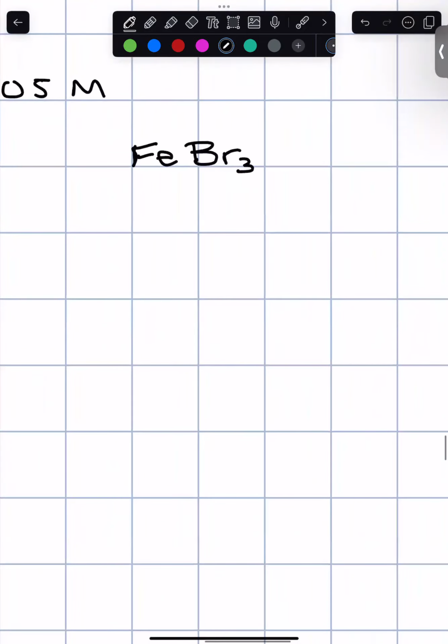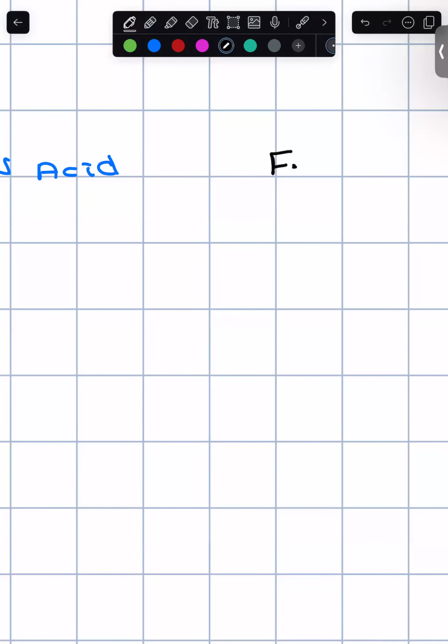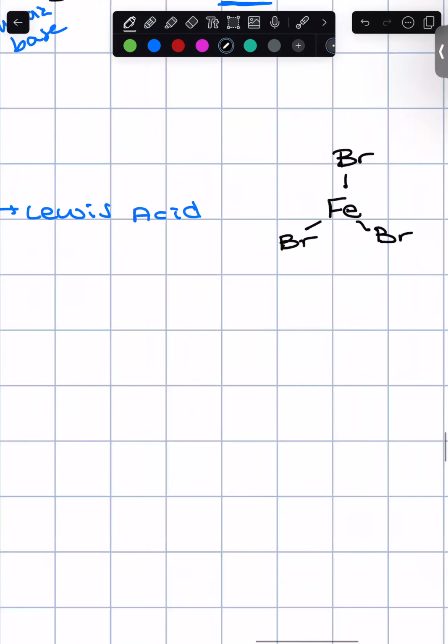So you all might be thinking there's no way that this is an acid or a base, but this is a Lewis acid. And here's how we know that. If you draw out the Lewis structure of ferric bromide, Fe is attached to Br, Br, Br. That is all it is. The central iron does not have any lone pairs on it. That absence of lone pairs is a big indicator that it can accept an electron pair.